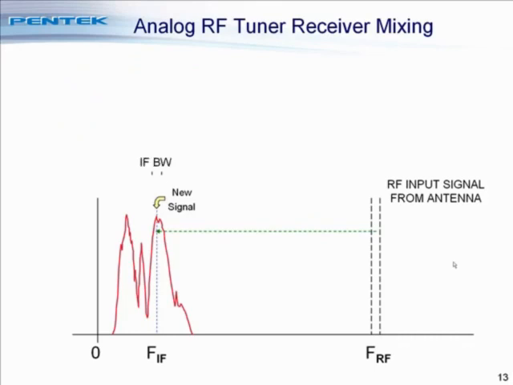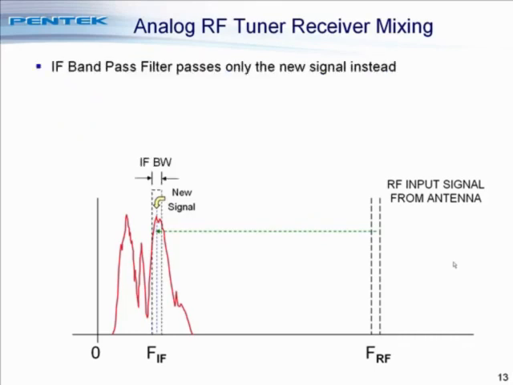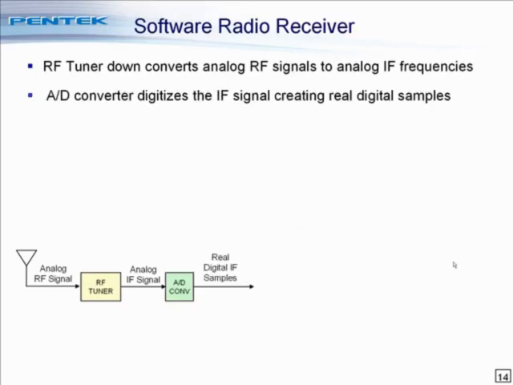This new signal then gets filtered by the bandpass filter so that only this signal now gets through the IF bandpass filter, and this is the station or the signal that we listen to instead of the previous one. This is the basic operation of a heterodyne receiver. Now, this bandwidth that we have may contain many different frequencies, and we use an A to D converter that digitizes the analog IF signal, producing real digital IF samples.